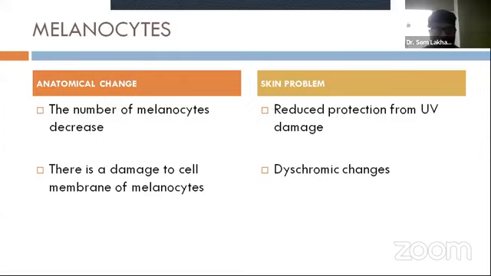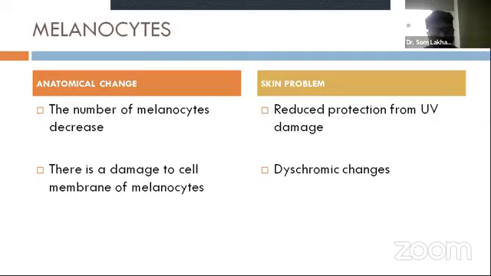The next is melanocytes. Melanocytes are basically the pigment producing cells. Disruption in the melanocytes leads to the aging process. With aging, the number of melanocytes tends to decrease, which leads to reduced protection from ultraviolet damage. As we discussed earlier, UV rays play an important role in skin aging, and melanocytes are the key protectors against ultraviolet damage. A decrease in the number of melanocytes leads to reduced protection from ultraviolet damage, and ultimately skin cancers like basal cell carcinoma, squamous cell carcinoma, melanoma, etc. tend to develop with aging.